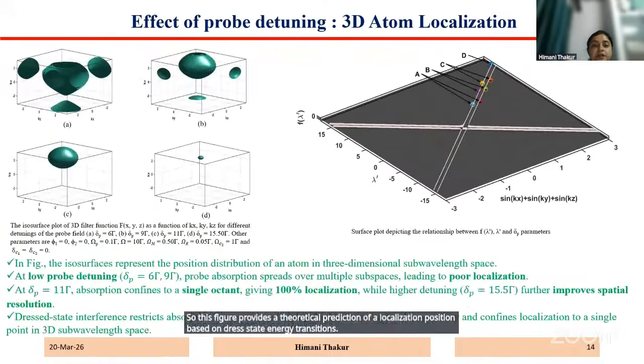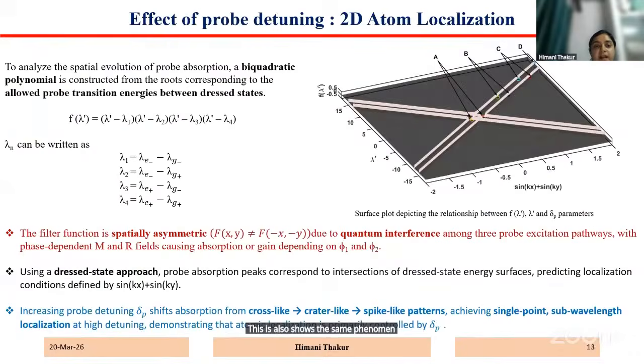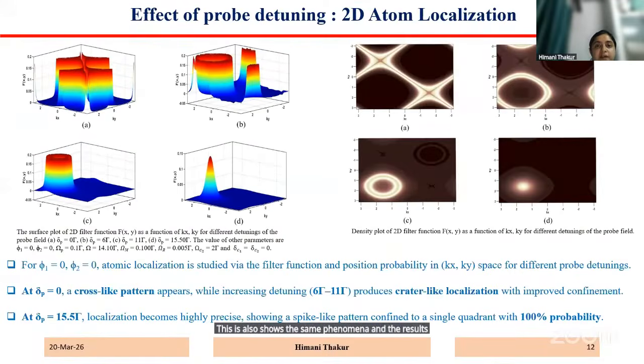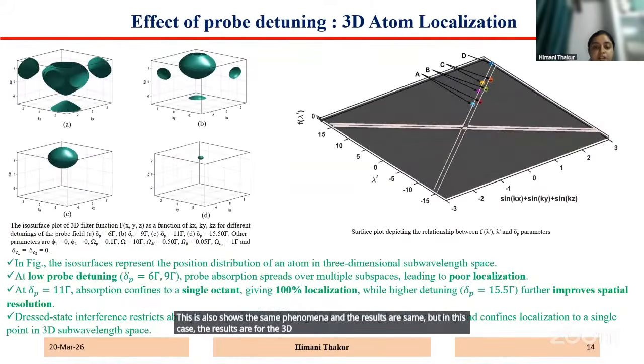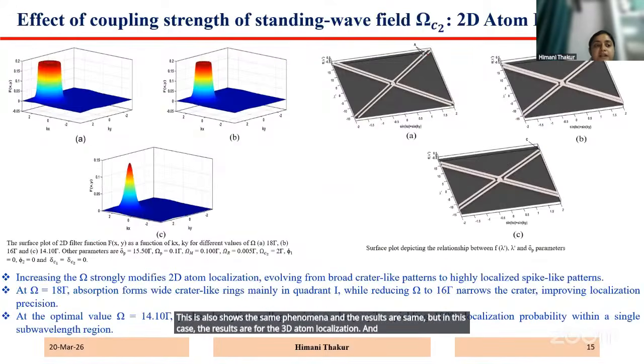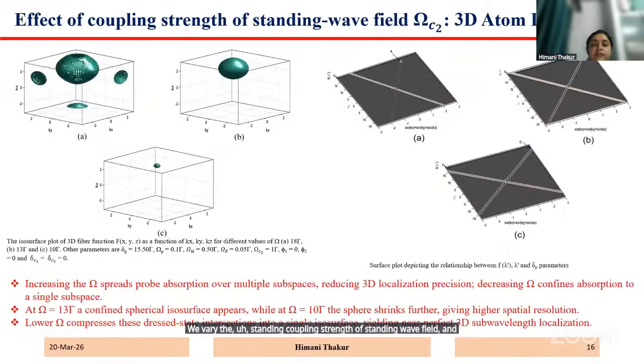Next is the effect of probe detuning on 3D atom localization. This also shows the same phenomena, and the results are the same, but in this case the results are for 3D atom localization, and this is for the case when we vary the coupling strength of the standing wave field, and this is for the 3D localization.